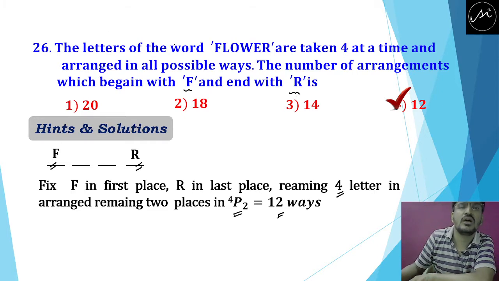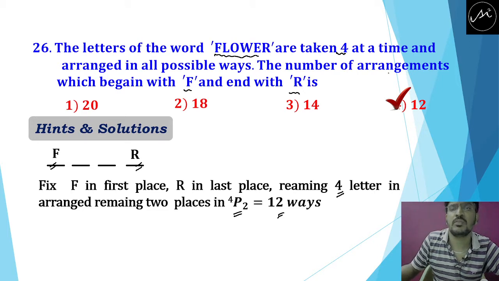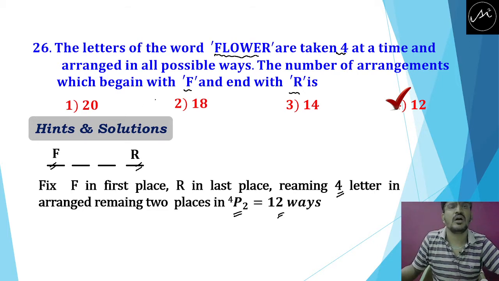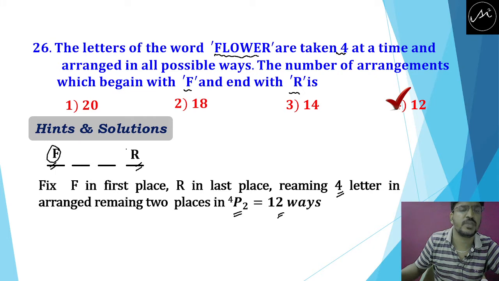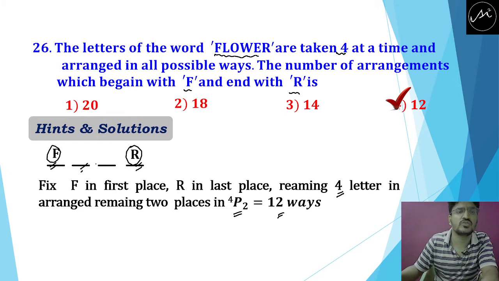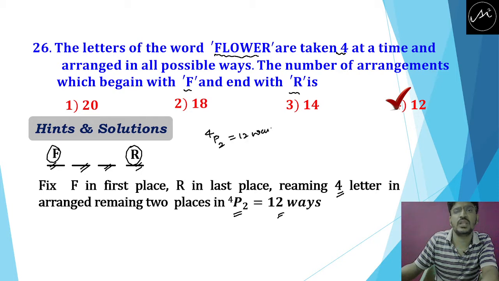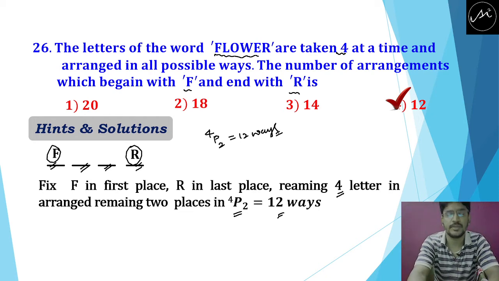So the letters of the word FLOWER are taken four at a time and arranged in all possible ways; the number of arrangements which begin with F and end with R. See here, F has to be fixed in the first place, R has to be fixed in the last place, and you have two choices, so that will be 4P2, so it is going to be 12 ways. Clear? Very simple problem that you can understand.